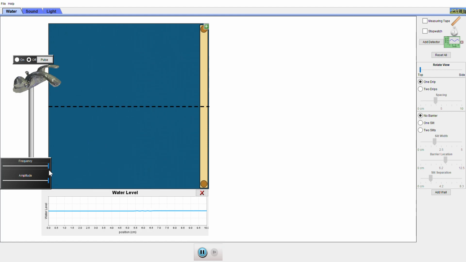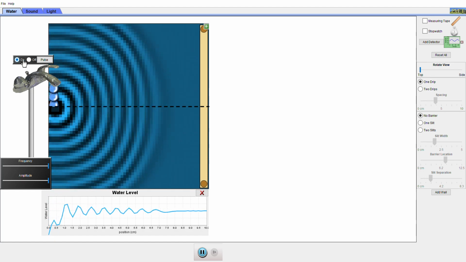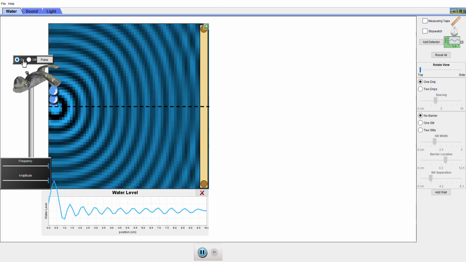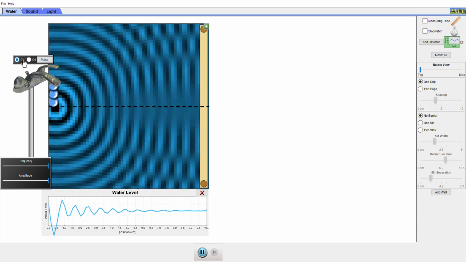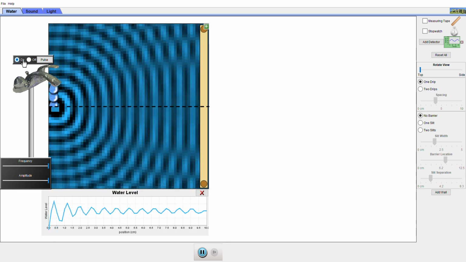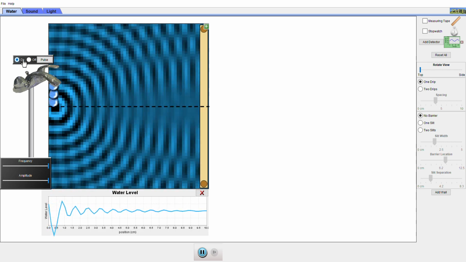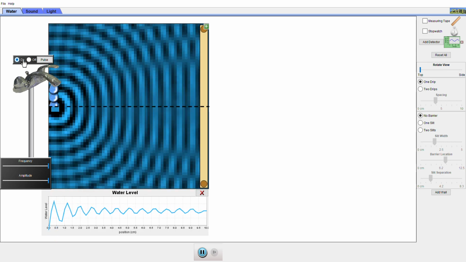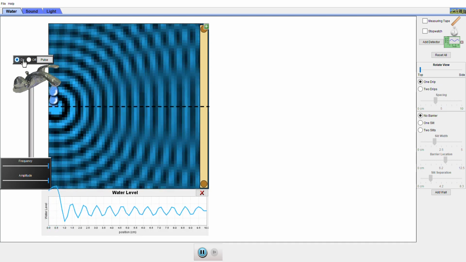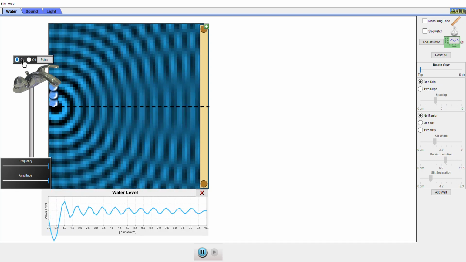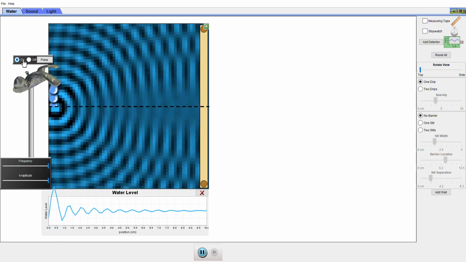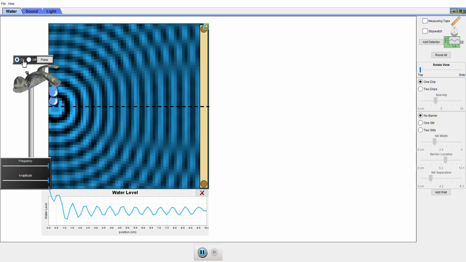Okay, now I'm going to adjust the frequency to maximum and turn this on. And notice that as those reflected waves move back through the tank, they combine or interfere with the incident waves and form a pattern. Okay, question 8 asks, what do you think the fuzzy grayish areas represent?